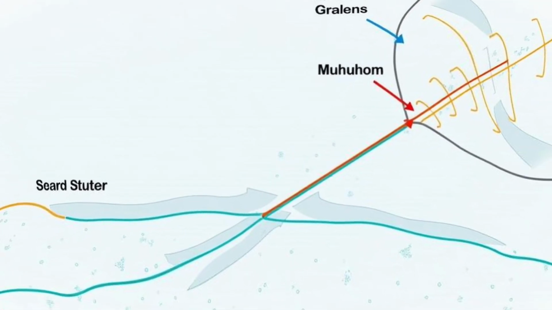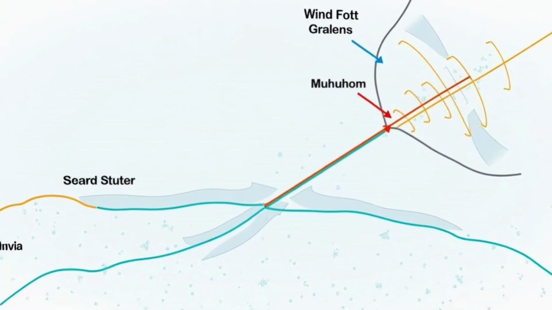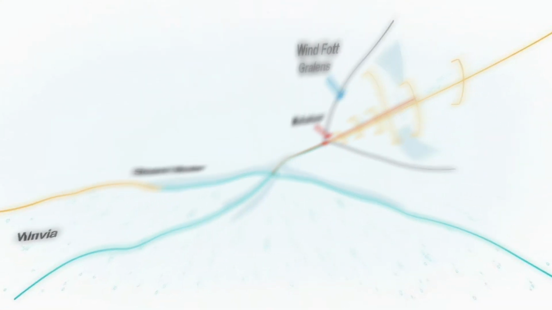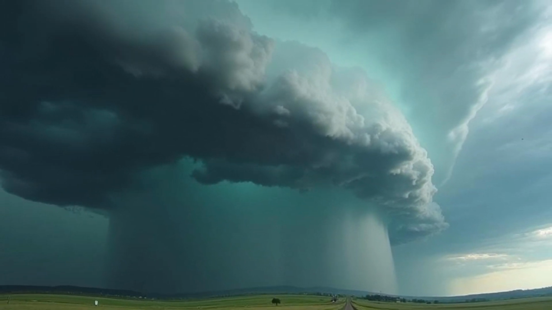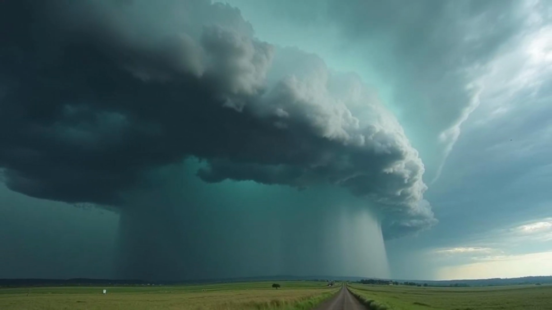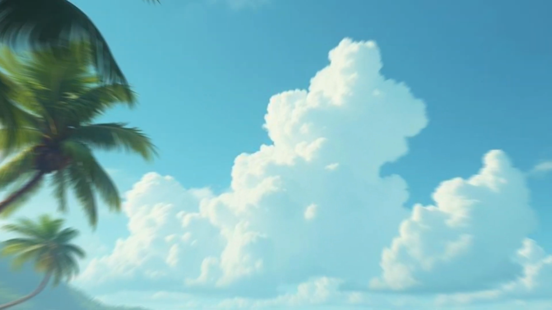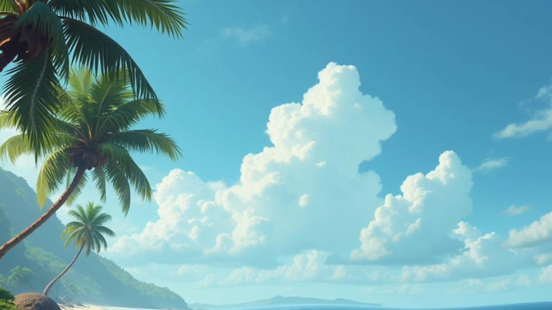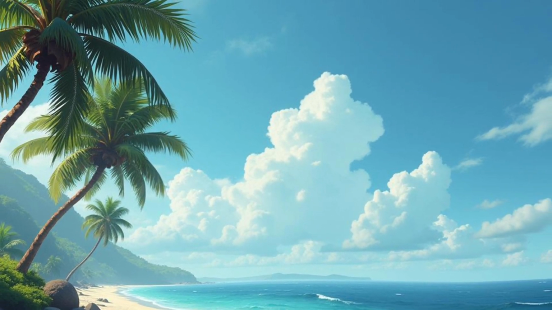Land interaction is another barrier. When hurricanes move over land, they lose their primary energy source, the warm ocean water, and their structure is disrupted. Additionally, changes in oceanic and atmospheric conditions, such as cooler sea surface temperatures or increased wind shear, can weaken the storm structure. Understanding these limiting factors is crucial for predicting which disturbances will develop into powerful hurricanes.